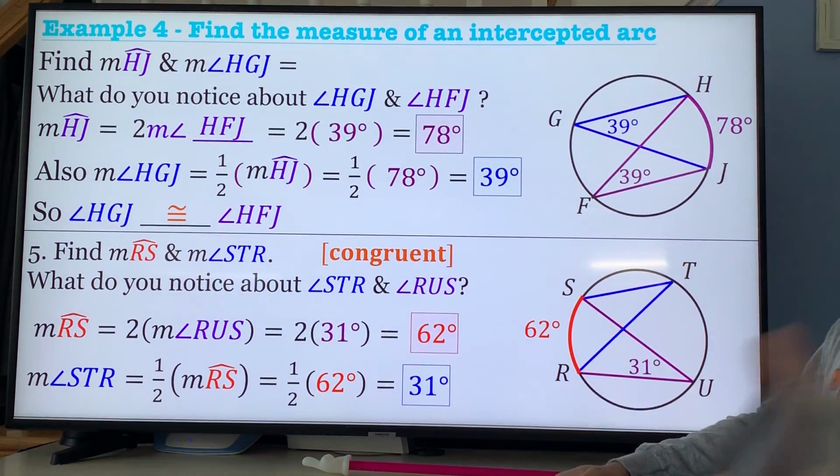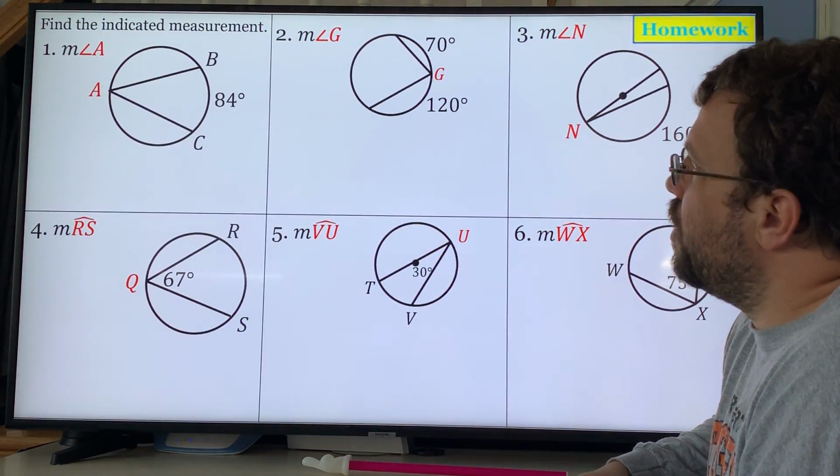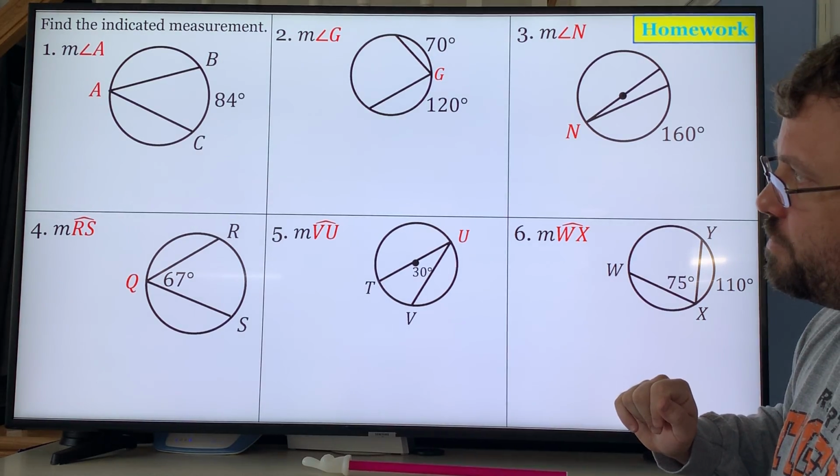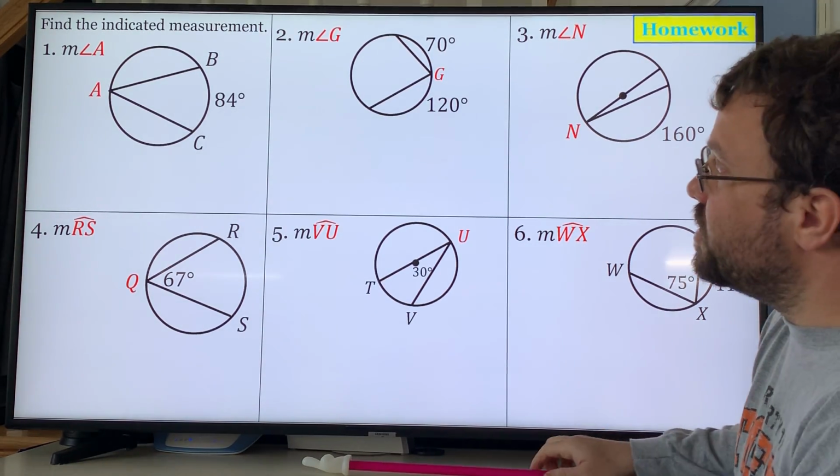All right. Any questions? Awesome. Why don't you guys attempt problems 1 through 6? Would have been your homework. All right. Let's go over problems 1 through 6.